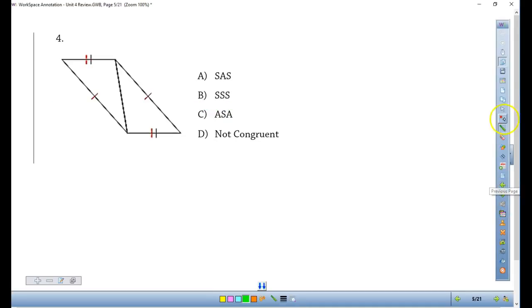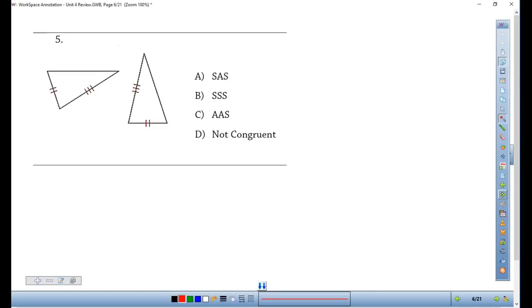And number 4, always if we see a shared side, we're going to mark that before we make any decisions. And then this one, each triangle has 3 sides marked. So I've got 1, 2, 3 sides, no angles. So that's going to be side, side, side.